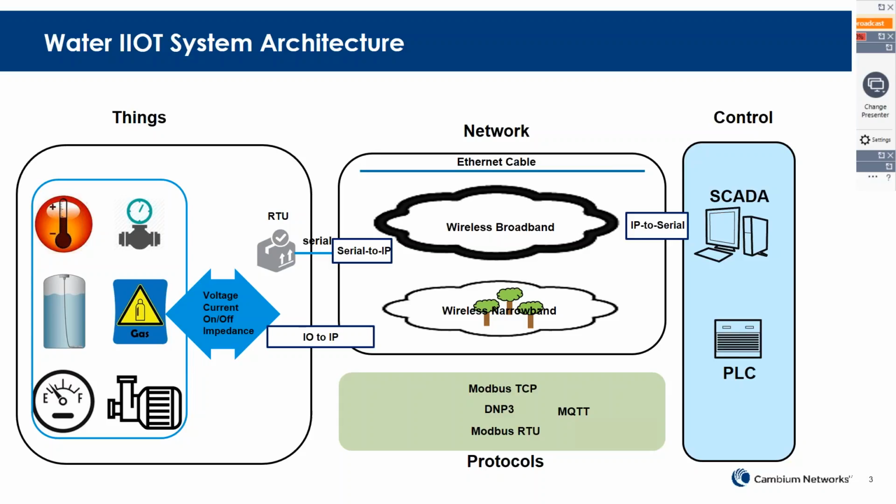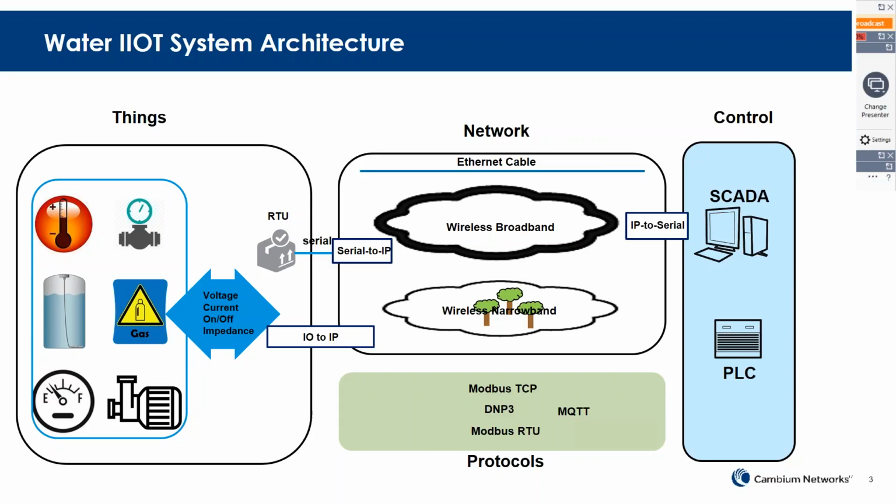So it's industrial Internet of Things. There will be things and there will be a network, and the things will be connected by the network. So how does it look? The things could be different kinds of sensors and controllable devices, and these things will be connected by the network to the control system, such as SCADA or any programmable logic controller, like PLC.